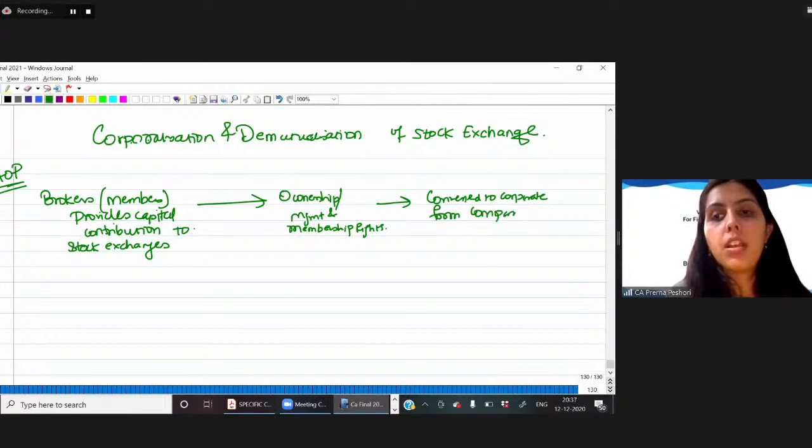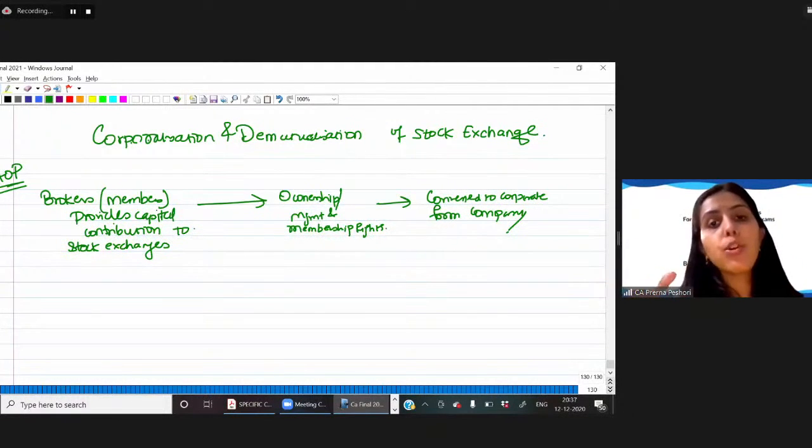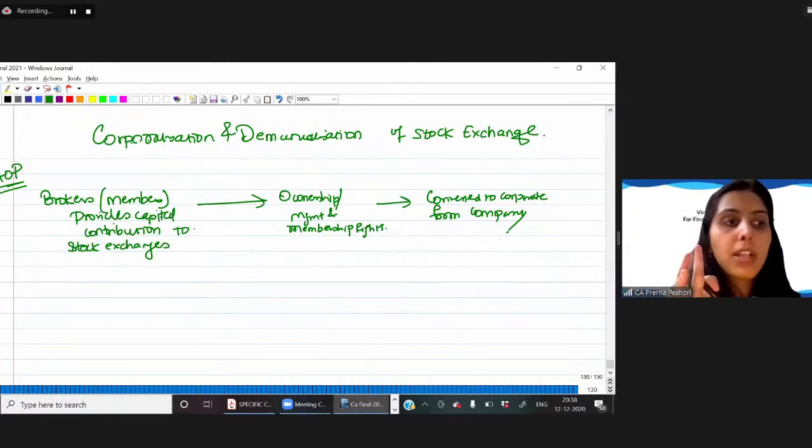In a company, right? So this was there when NSE and BSE were not in the company form. So when these get converted from AOP to company form, in exchange of membership rights, the broker would receive the shares of the company. Now they had capital contribution, right? So they had only membership rights. Now, once these stock exchanges get converted to company, what will happen? They will get shares in exchange of their membership right.